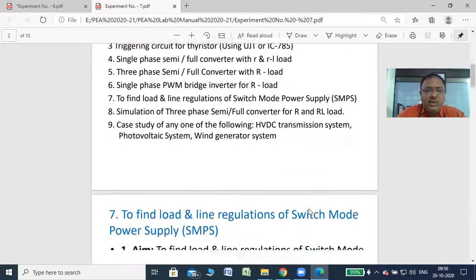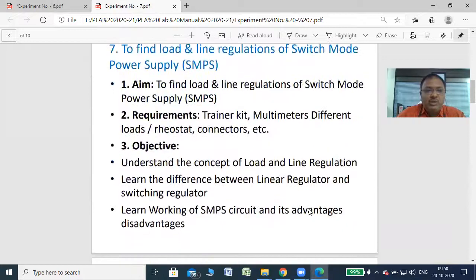We'll see the aim and objectives of this practical: to find load and line regulation of a switch mode power supply. The requirements are the trainer kit, multimeter, different loads, rheostat, connectors, etc. Two multimeters are required here.